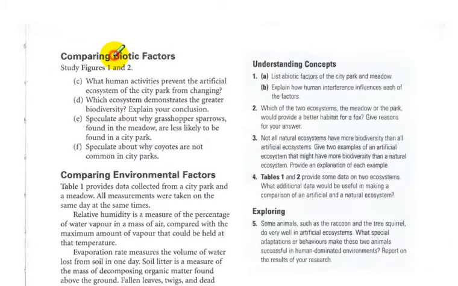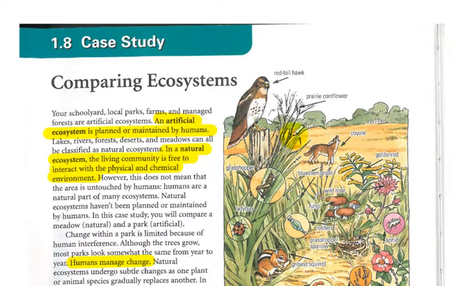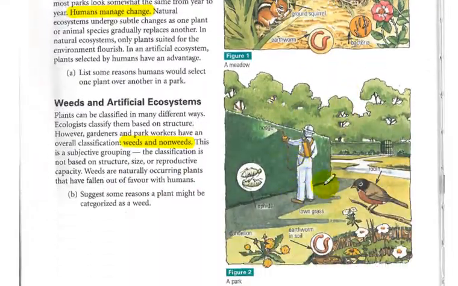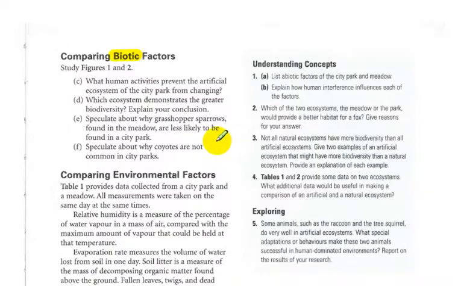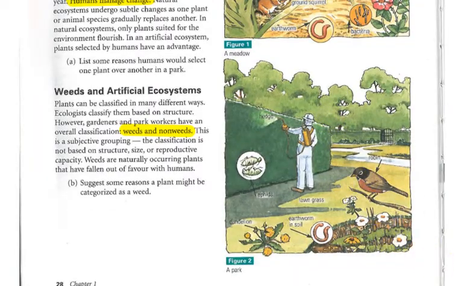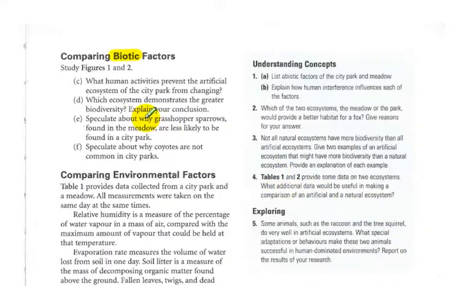Comparing biotic factors. Of course, biotic are living factors. So living factors in a meadow here versus living factors in the park. What human activities prevent the artificial ecosystem of the city park from changing? There's a lot of hints in this picture right here. How come it doesn't change?